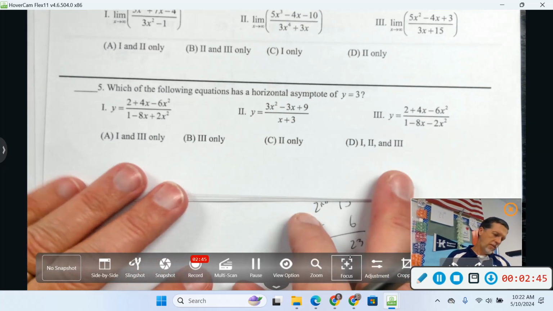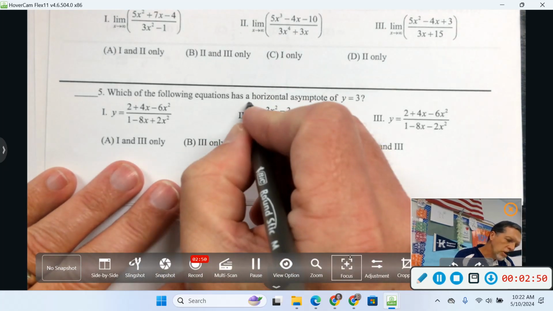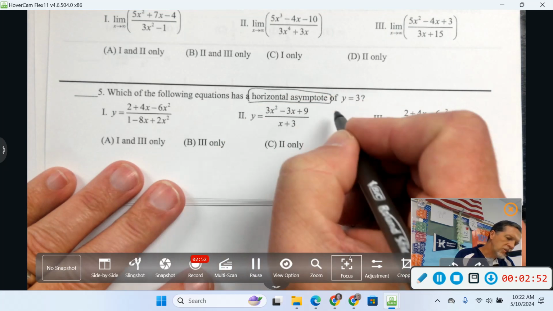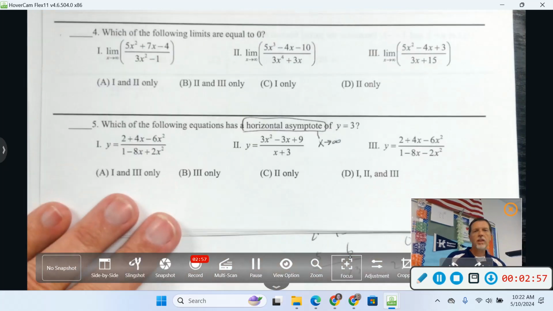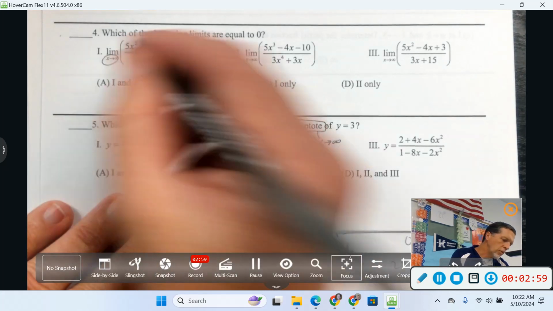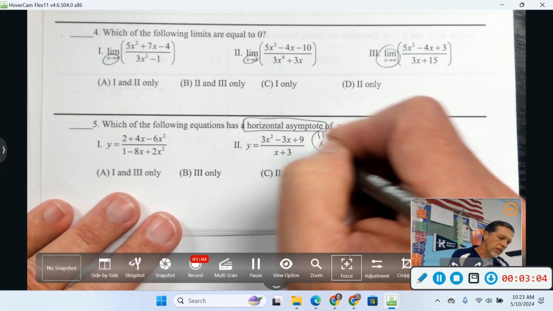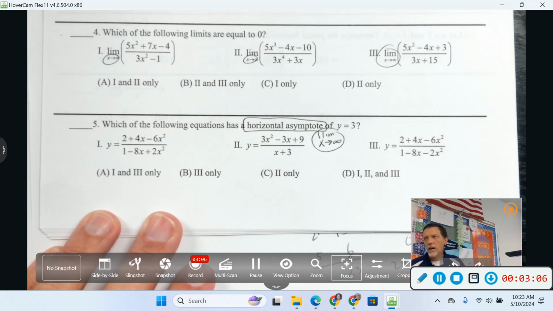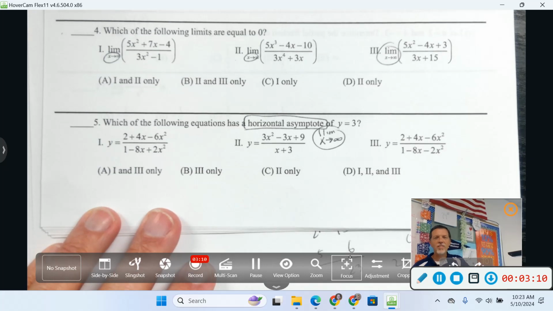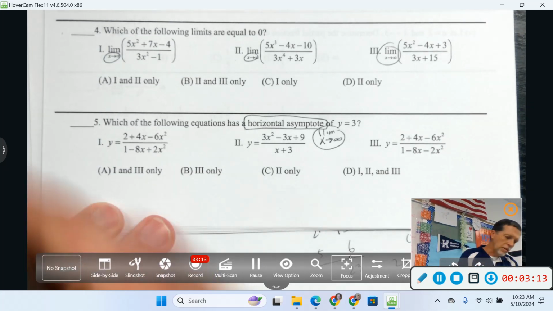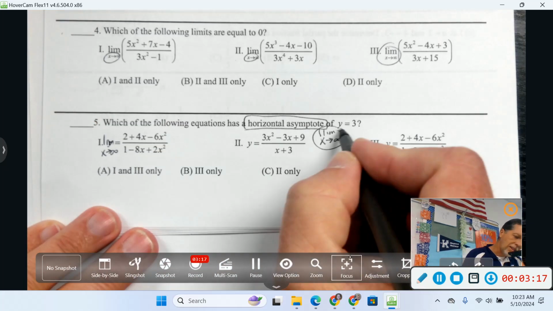Number 5. 4 and 5 are pretty similar, because horizontal asymptotes, those happen as x goes to infinity. So 4 says, what's the limit as x goes to infinity? 5 doesn't phrase it that way, but it's the same. It's the same process, because it's the same type of answer, even though the question is phrased a little differently. So really, what we want on all of these is the limit as x goes to infinity, and then see if that's equal to 3.